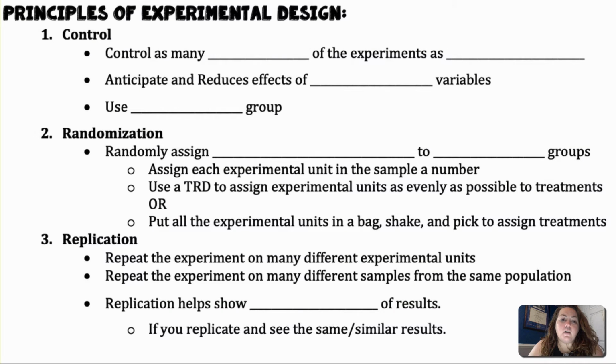All right, principles of experimental design. So control, randomization, and replication. We need to have those. We want to control as many aspects of the experiment as possible. We want to anticipate and reduce the effects of lurking variables, and we want to use a control group.